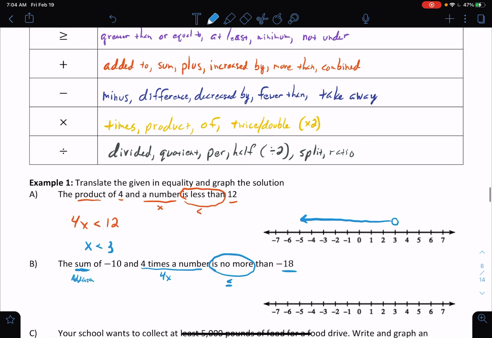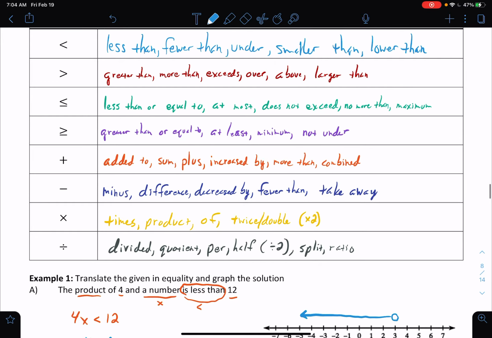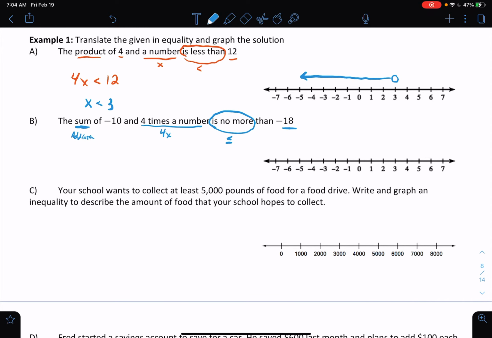Let's see if no more made our chart up here. Yep, no more right here. Let's talk about less than or equal to. So, going down, let's translate this. We've got the sum of -10 and 4 times a number, so -10 plus 4x is less than or equal to -18. To solve this, I add 10 to both sides, so I get 4x is less than or equal to -8. Divide both sides by 4, I get x is less than or equal to -2. I'm going to do a solid dot at -2 and shade off to the left.